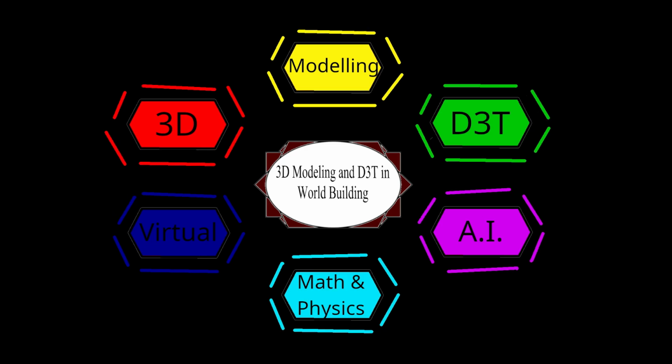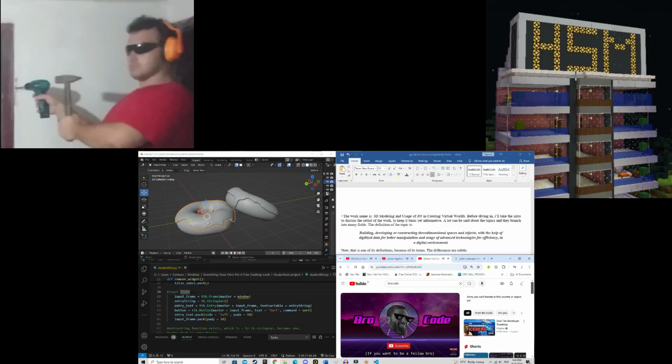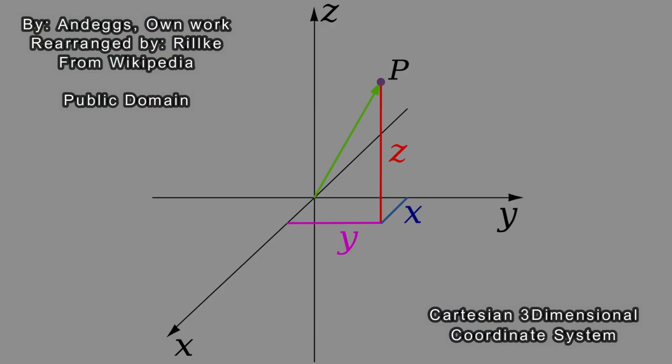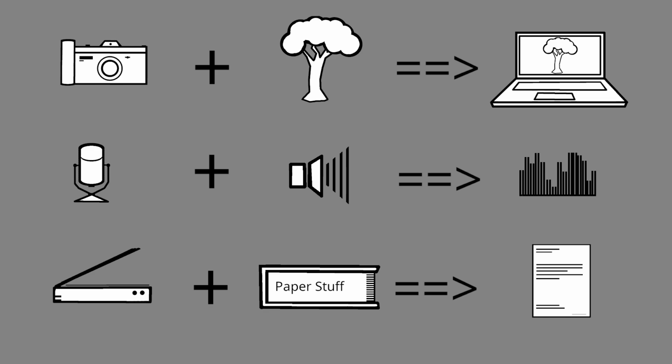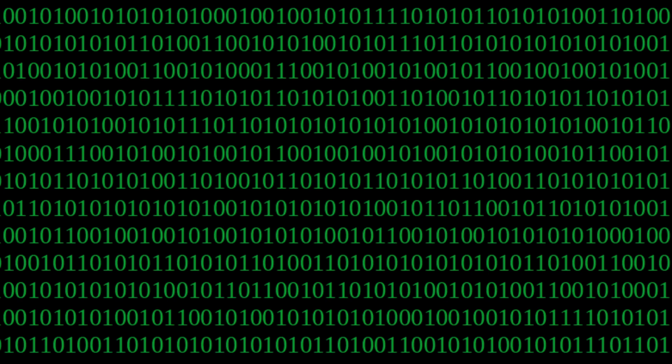The topic name is 3D modeling and D3T in world building. So the definition of this topic is building, developing, or constructing three-dimensional spaces and objects with the help of digitized data for better manipulation and usage of advanced technologies for efficiency in a digital environment.